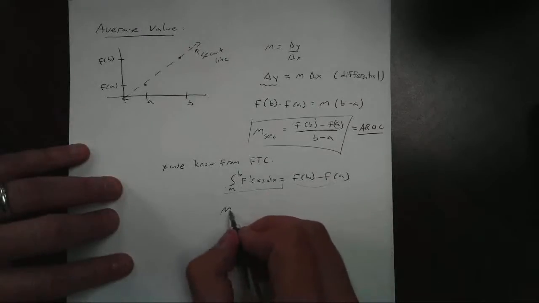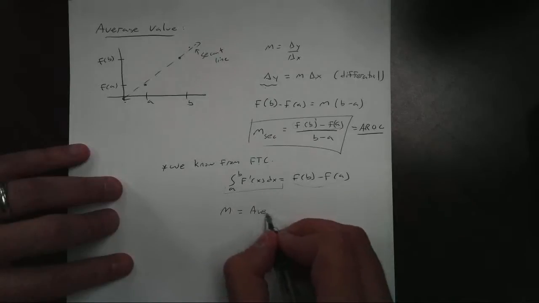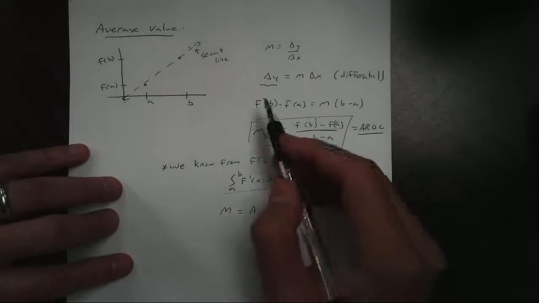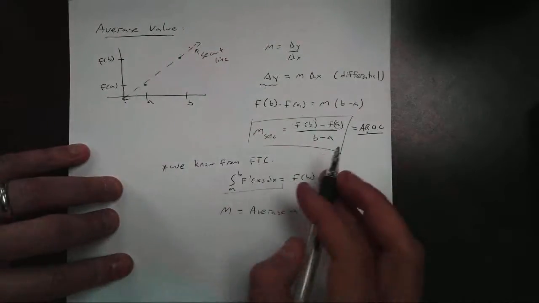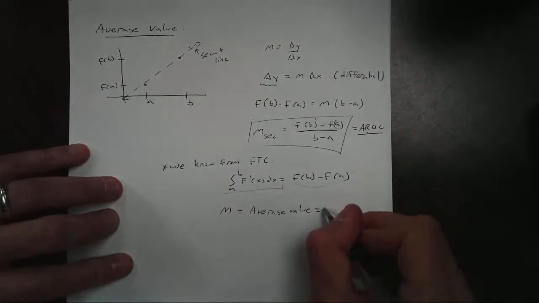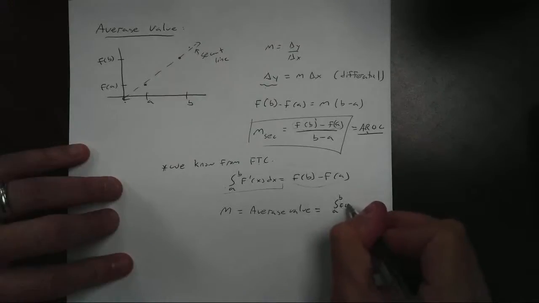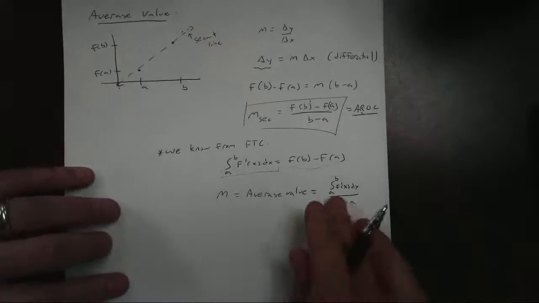So I could rewrite my slope, which for us finds an average value, because that's really what slope is. Slope is just an average value between 2 points. So we can rewrite our average value as the following: the antiderivative from a to b of f prime of x dx over b minus a. And that's how we get our average value function.